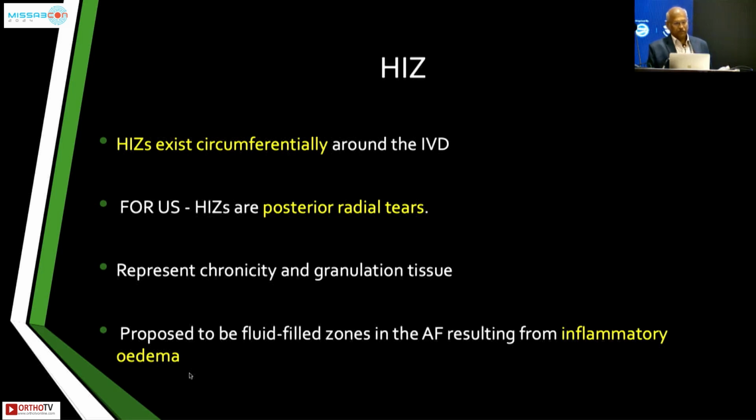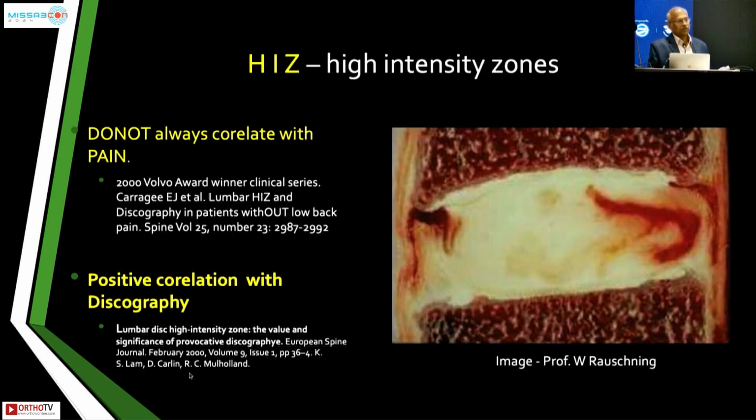HIZ is one thing, for example. Many of us see HIZs on MRIs. How much importance do we give to that as a pain generator? They exist circumferentially around, but we are focused only on the posterior ones because they are posterior radial tears. They represent chronicity, they represent reparative granulation tissue, and they are inflammatory edema. Wherever there is inflammatory edema, you find neoneurogenesis and neovascularity.